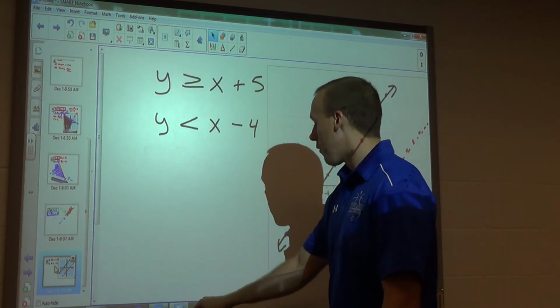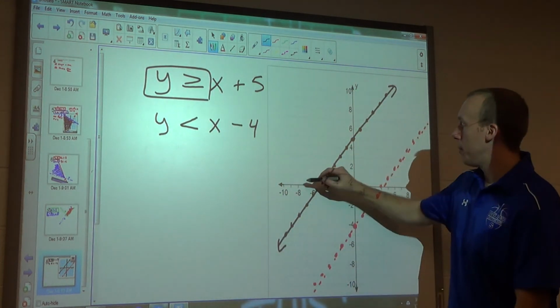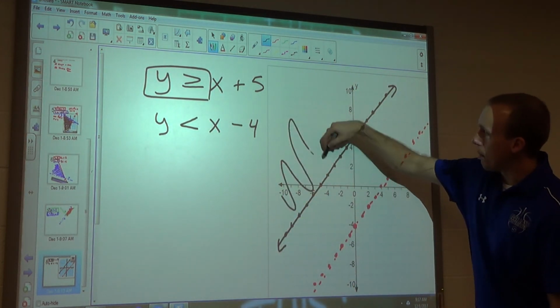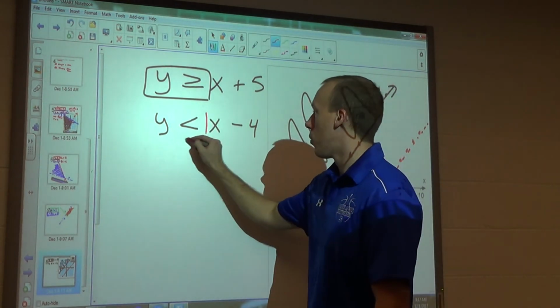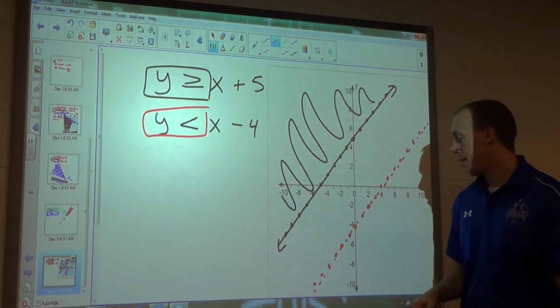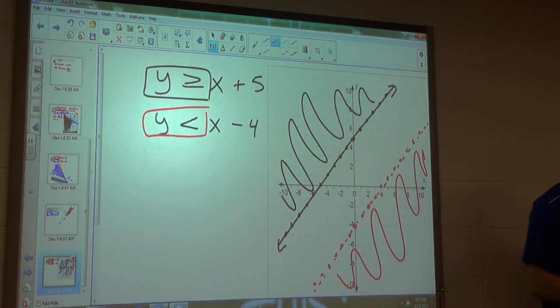Okay, first line, y is what here? Greater, that would be shaded where? Up here. Second line, where's less gonna be? Down. Since these are parallel, the lines are never gonna touch, right?